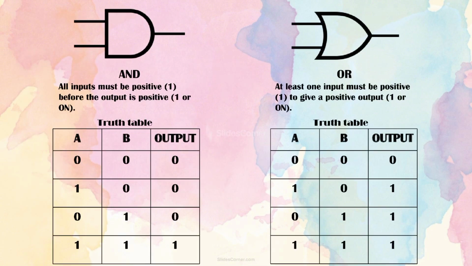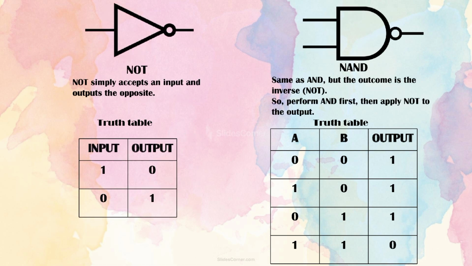AND gate. All inputs must be positive before the output is positive. OR gate. At least one input must be positive to give a positive output. NOT gate. It simply accepts an input and outputs the opposite. NAND gate. Same as AND, but the output is the inverse. It performs AND first, then applies NOT to the output.